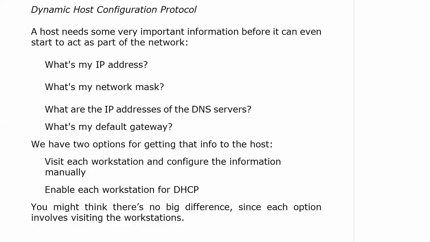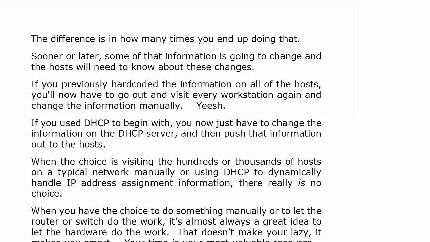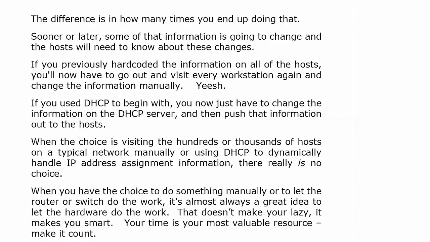One way or the other, though, a host needs some really important information before it can even start to act as part of the network. What's my IP address? What's my network mask? Where are the DNS servers? What's my default gateway? So we have two options for getting that information to the host, and I've done both. Visit each workstation and configure the information manually, or enable each workstation for DHCP. Now you might think there is no big difference there since each option involves visiting the workstations. Well, that's true. We have to, as we say, touch the machine, touch the PC once. The difference, my friends, is in how many times you end up doing that.